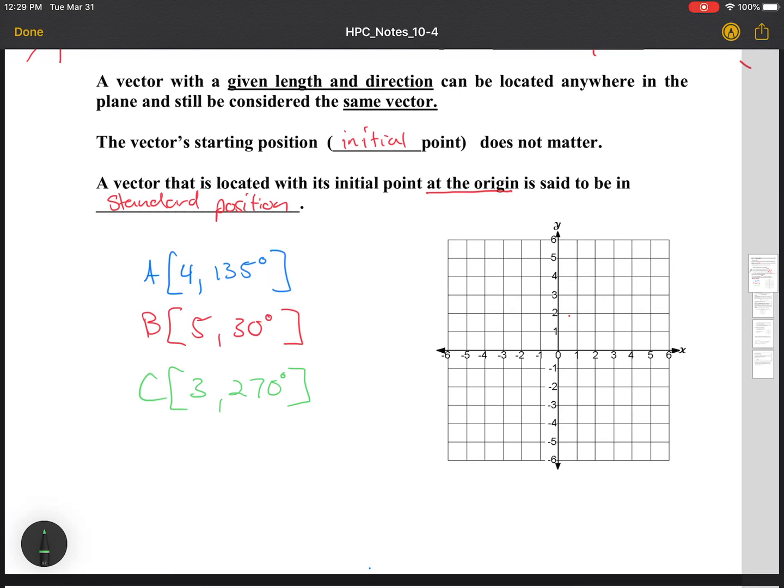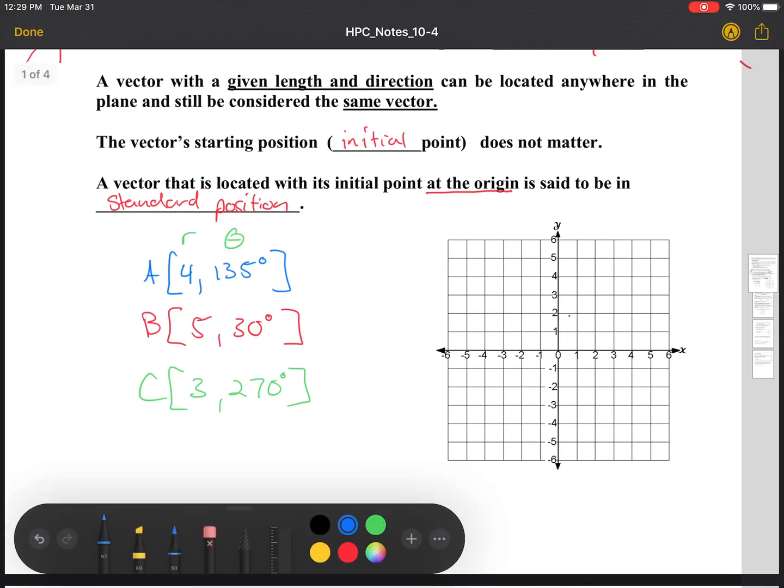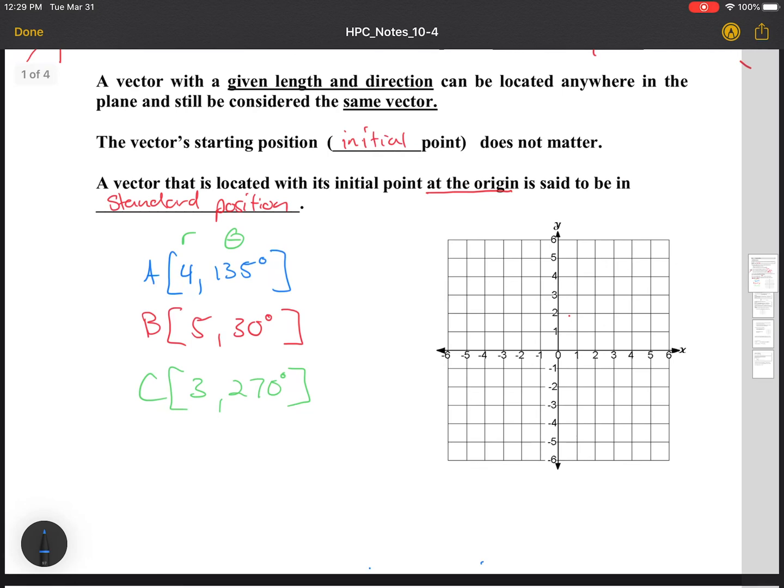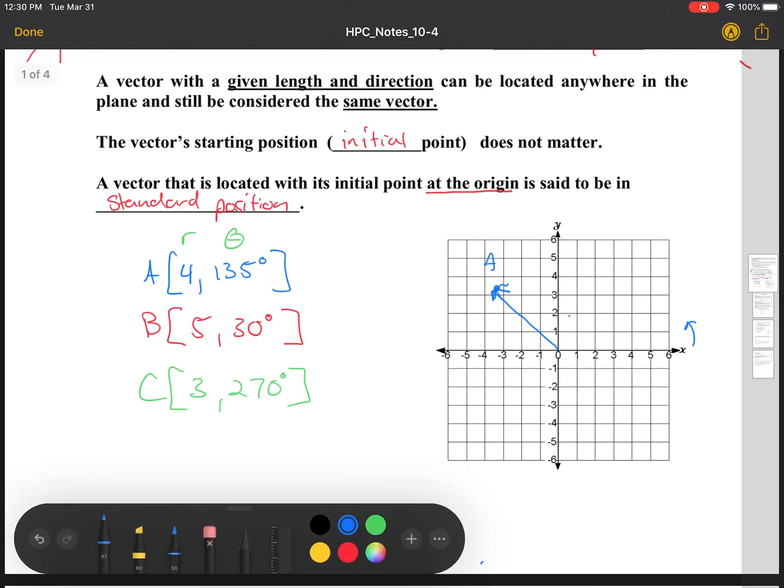Start with A. We have a magnitude of 4. This is our r. Let's not forget our r and our theta. So we have a magnitude of 4 and we're going 135 degrees. Start at your polar axis and head in that direction. We come to a point that's a little bit out, about right there. Hopefully you draw a better line than me, but draw it out from the origin. That's your point A, or your vector A, excuse me, these are vectors.